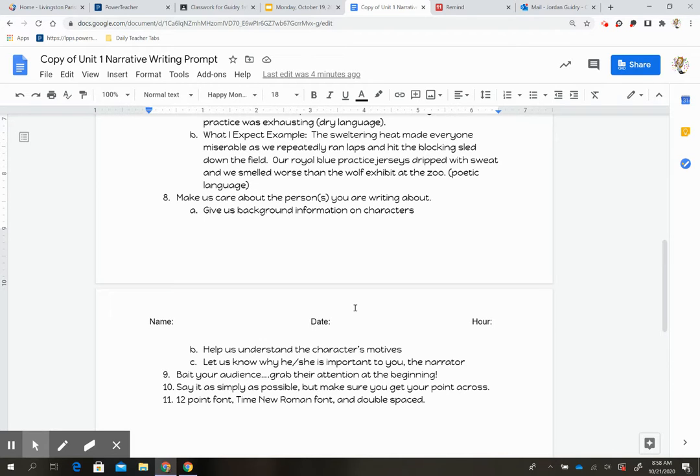Then I put, make us care about the person or persons you're writing about. Give us background information on the characters. Help us understand the characters' motives, why they're teaching you this lesson. Is it because they love you? Is it because they're tired of you not brushing your teeth by yourself? Why are they teaching you this lesson? And then let us know why he or she is important to you, the narrator. Why is this person important to your life?